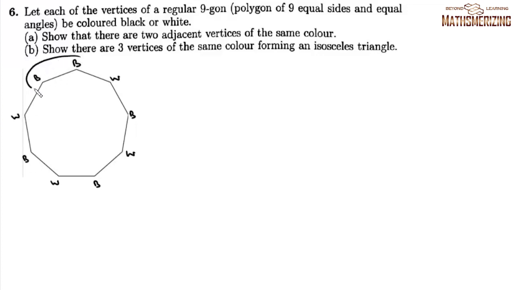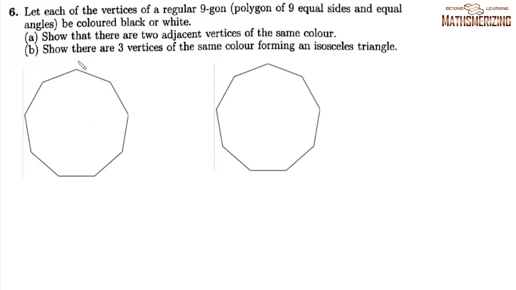So if we start with black, there'll be two adjacent vertices which are black, and if we start with white, then we'll end up having at least two vertices which are white. So in any case, there'll be two adjacent vertices of the same color. Now in part B, we have to show that there are three vertices of the same color forming an isosceles triangle. Now we'll prove this result using contradiction.